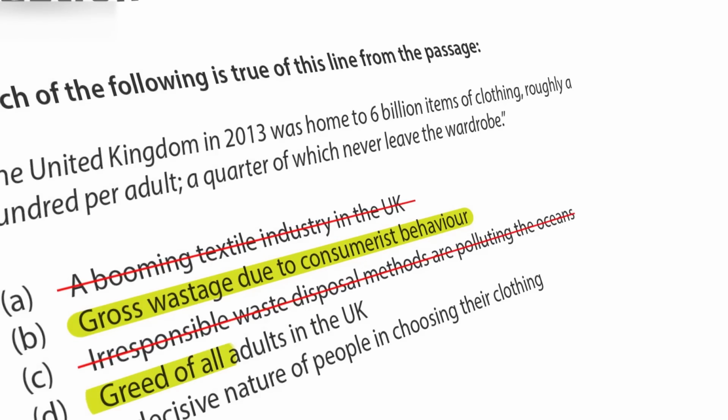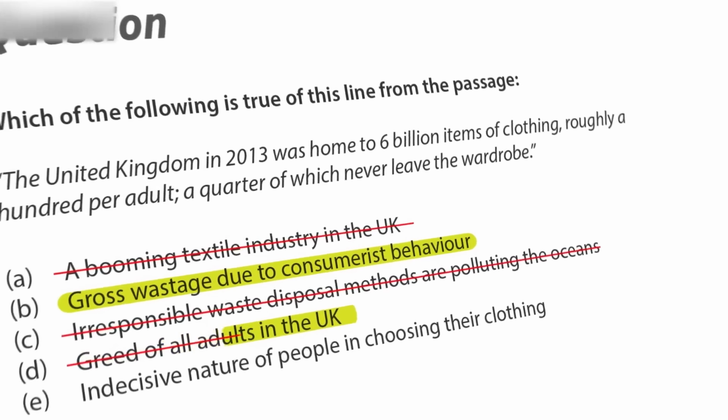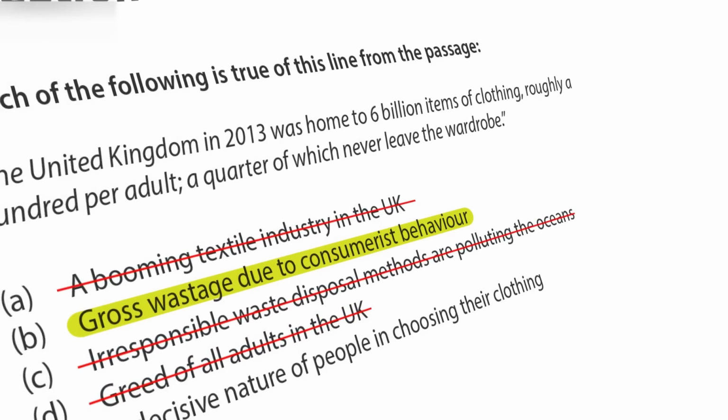Now let's look at option 4, greed of all adults in the UK. What do you think about this option? Let's take a look at the passage again. Did you find any such mention of the adults in the UK being greedy or gluttonous? No, right? Such blanket statements are usually incorrect. Therefore, you can definitely add this option too to your list of incorrect answers.